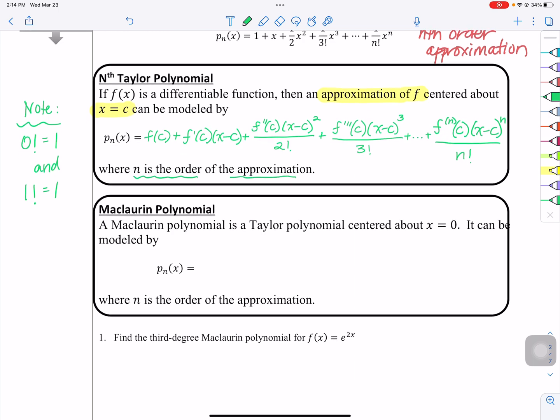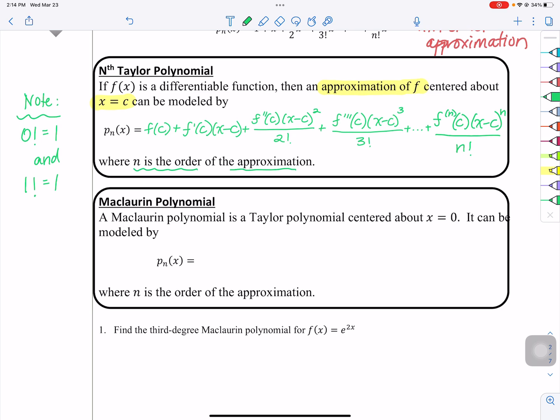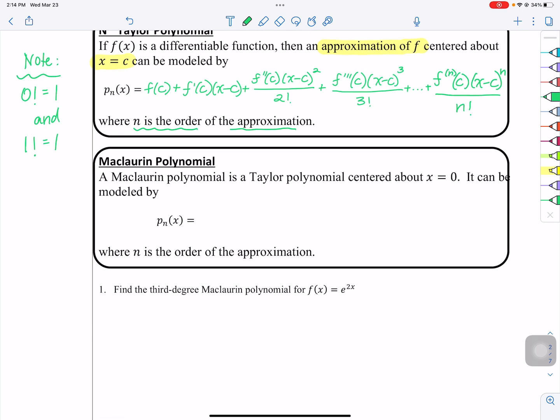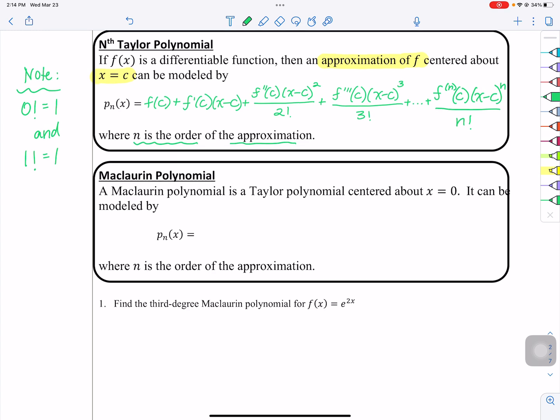Okay? So we can approximate any function using this nth Taylor polynomial. Okay, what's the good news? The Maclaurin polynomial is just a Taylor polynomial centered at x equal to 0. So we are very happy that we're not having to learn a new formula. And it looks just like that.